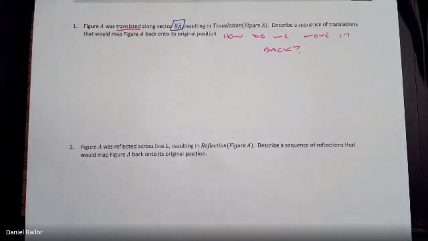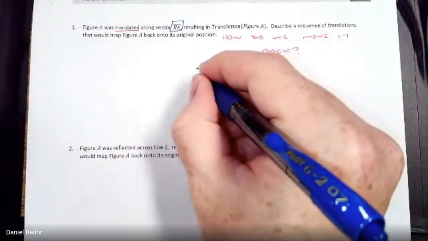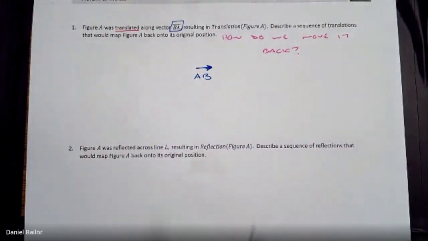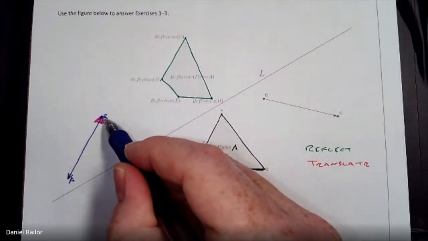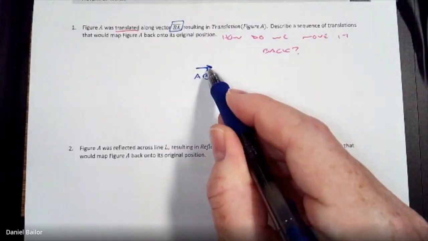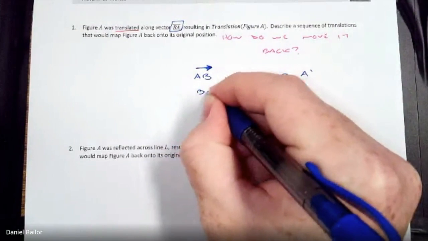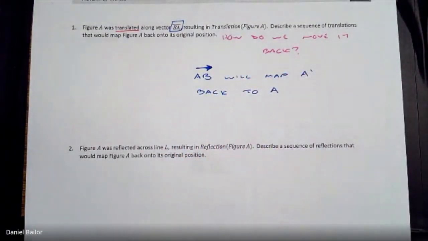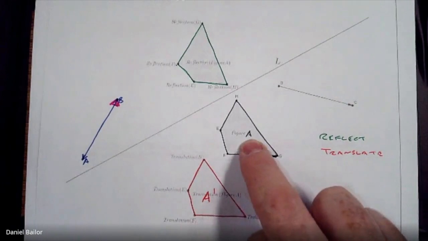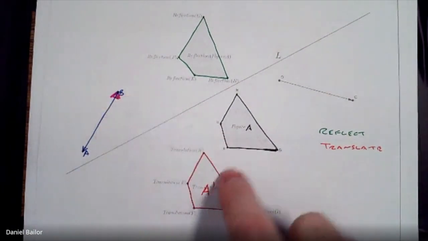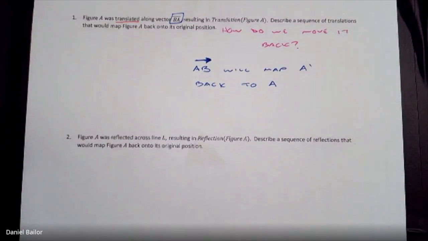So the answer is, how do we move it back? We use vector. That's the vector symbol. It's an arrow. And we use vector AB. Notice I put the arrow next to the B because when we move it back, the arrow is pointing to the B. This is how we write vector AB. Vector AB will map A prime back to A. AB will move this back here. The backwards vector moves it back. Hopefully everybody's following along. You got all that. Let's look at number 2.